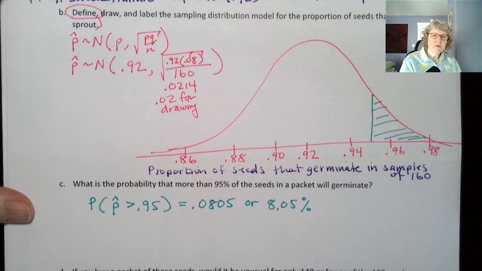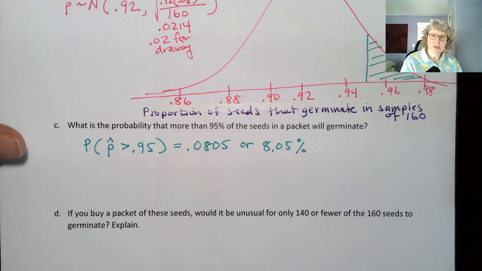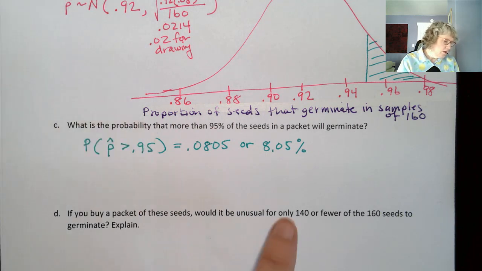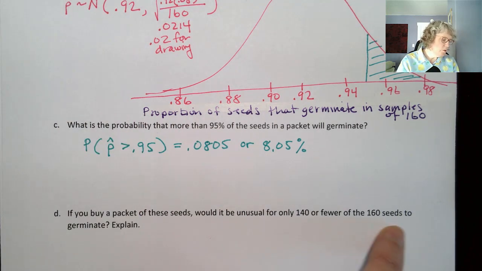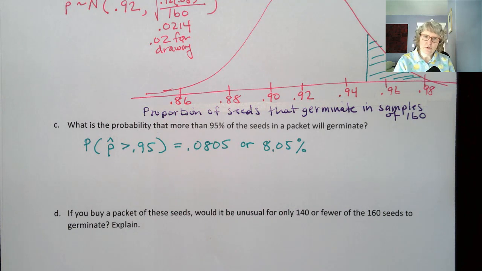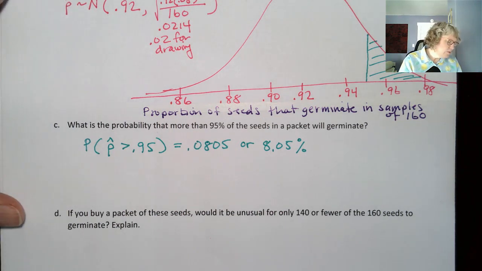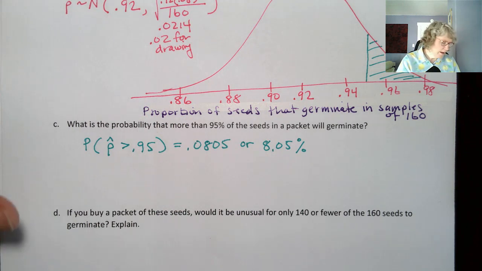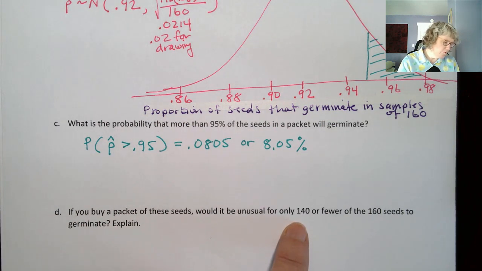Okay, so let's answer the next question. If you buy a packet of these seeds, would it be unusual for only 140 or fewer of the 160 seeds to germinate? Okay, so let's say you've got a packet of these seeds and you're wondering, should I take this back? Is this unusual? Would it be unusual for only 140 or fewer of the 160 to germinate?